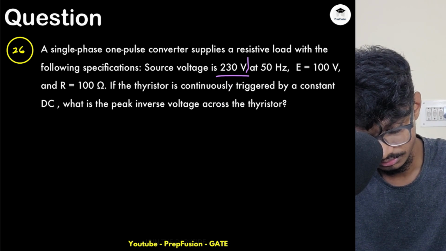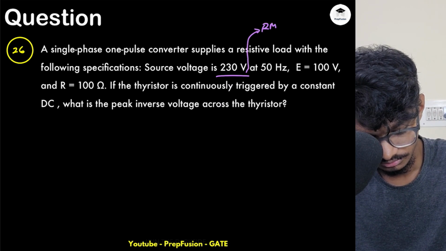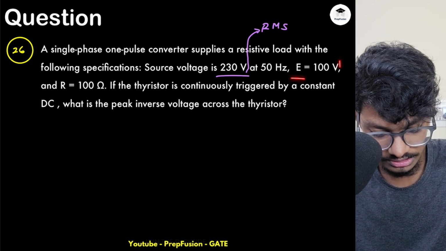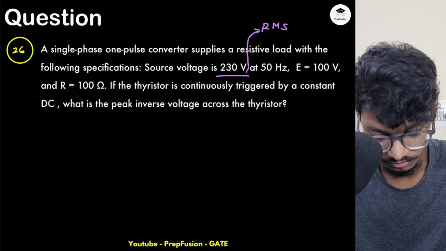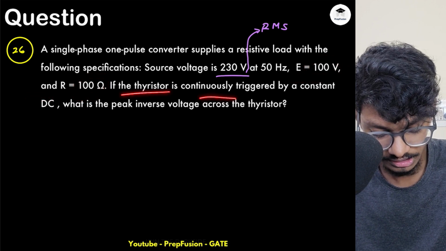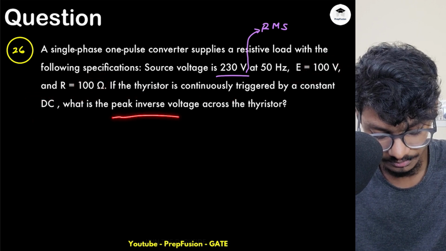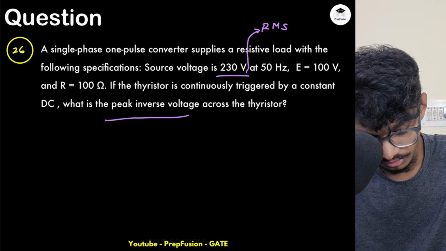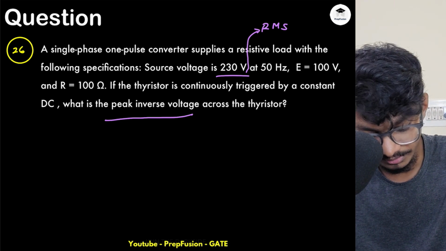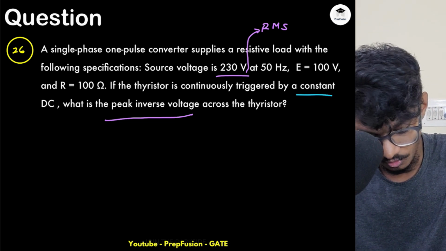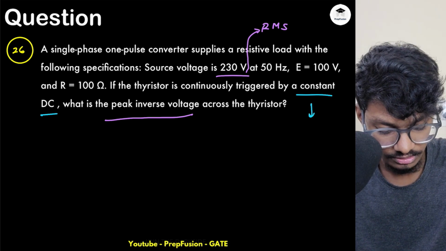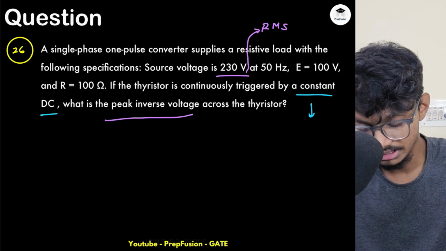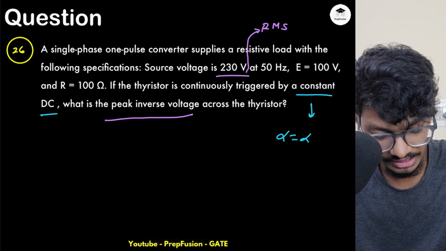I will write here. Okay. E is 100 volts and R is 100 ohms. If the thyristor is continuously triggered by a constant DC, what is the peak inverse voltage across the thyristor? So they are asking us the peak inverse voltage if the thyristor is continuously triggered by a constant DC. Okay, that means basically alpha is equals to alpha minimum.